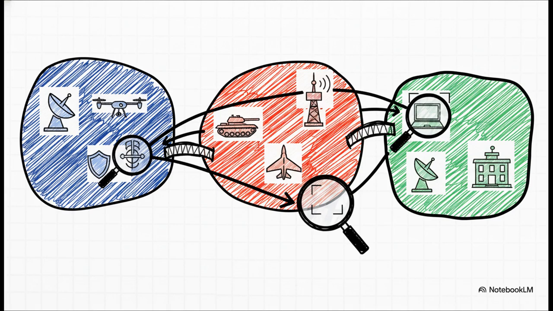How do you get a communication system from one nation to actually talk to a logistics system from another? Well, NAF tackles this by creating these different views, like a capability view or a system view, that describe the architecture from every possible angle, making sure everyone is speaking the same language.